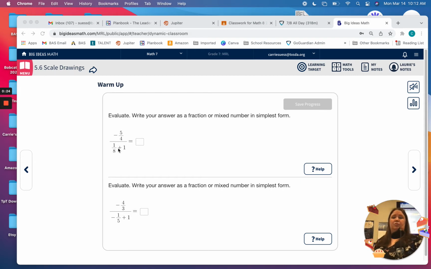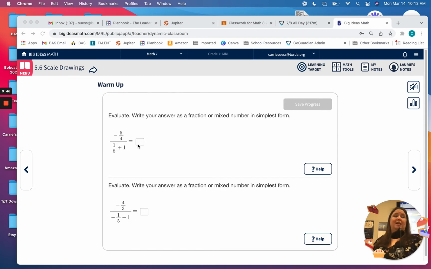So you can use a calculator to do all this, or you can write it on paper. So this is negative 5/4 divided by 1 plus 1/8. So what's 1? You have to do this first. So you do 1 plus 1/8, which is 1 1/8. So do negative 5/4 divided by 1 1/8.